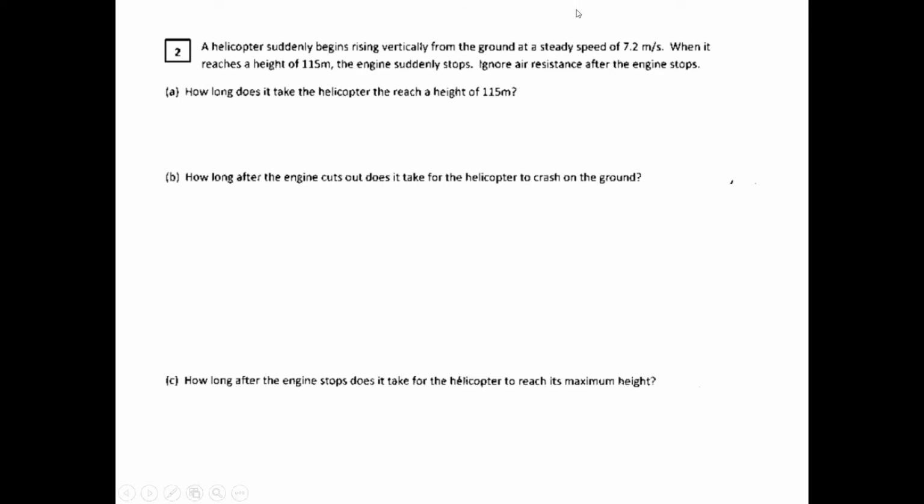So there are two different regions of the motion or time periods. One is the constant velocity, or zero acceleration, motion for that first 115 meters, and the second part is in free fall. Okay, so the first question we want to answer is how long does it take the helicopter to reach the height of 115 meters?